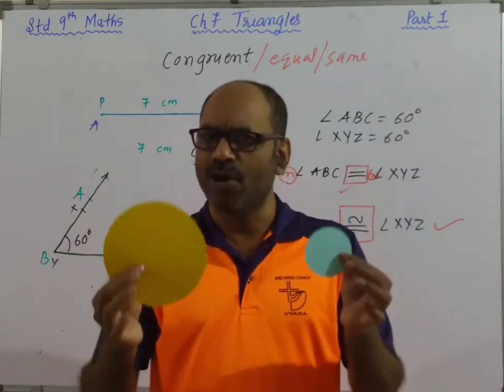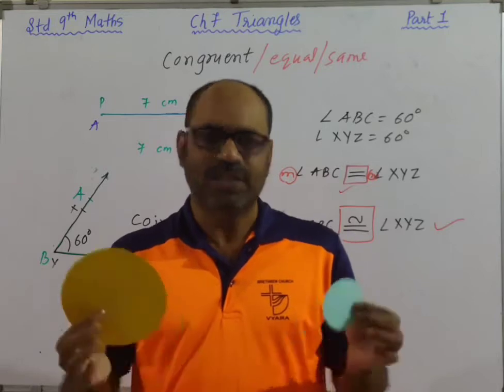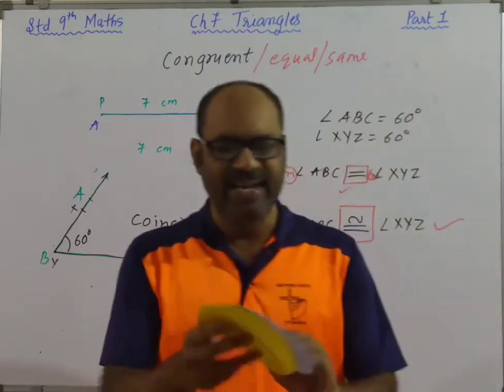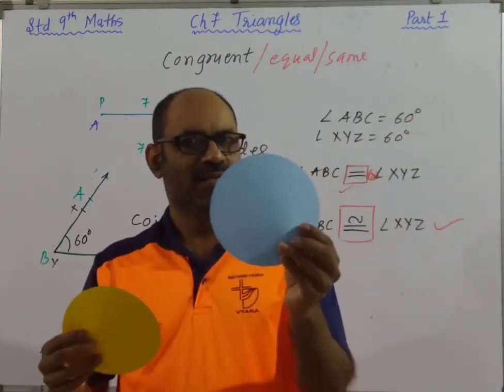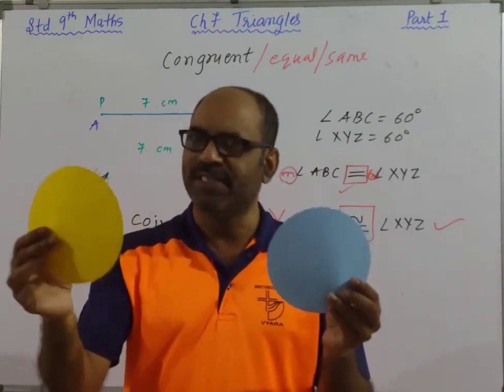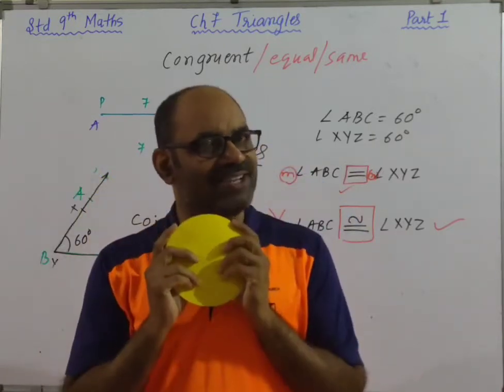Why? Because they do not have equal measures. उसके measures क्या है? Radius. इसका radius suppose 6 सेंटीमीटर, तो इसका भी 6 सेंटीमीटर. That's why they have equal measures.